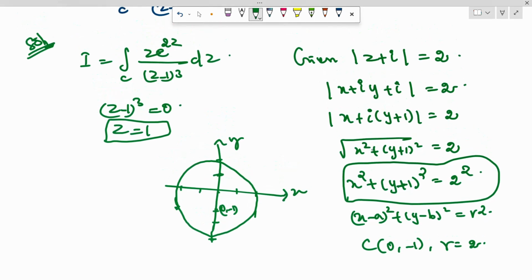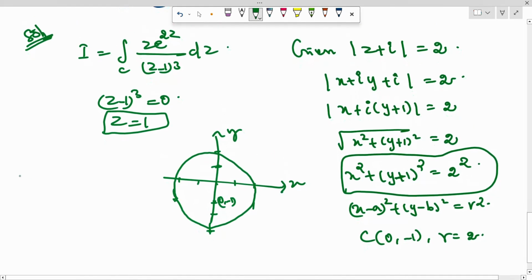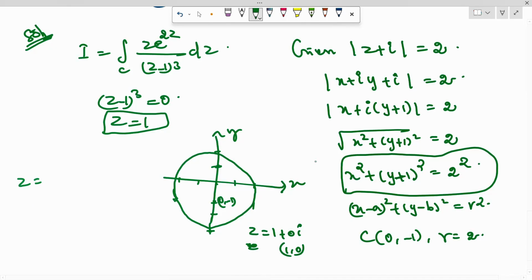Okay. Now we are going to check with the singular point. The singular point is here, z is equal to 1. The radius is here 2. Which means z is equal to 1 means 1 plus 0i. The point will be 1 comma 0.